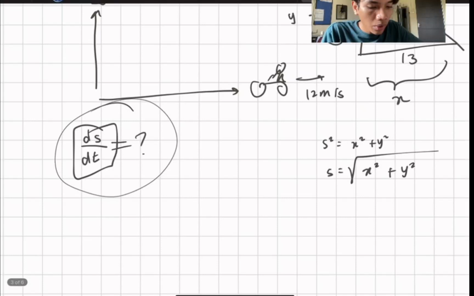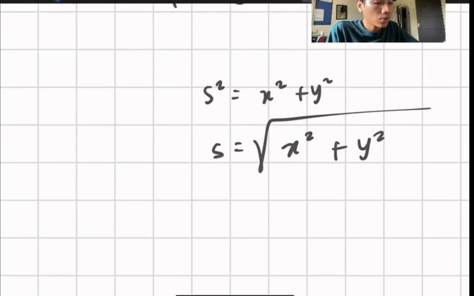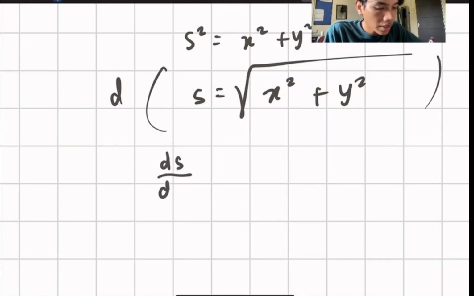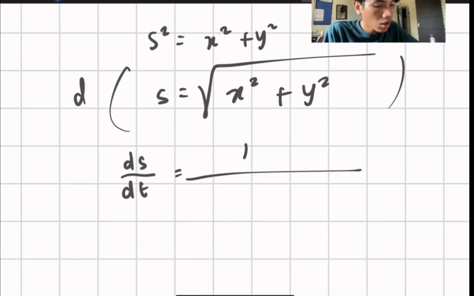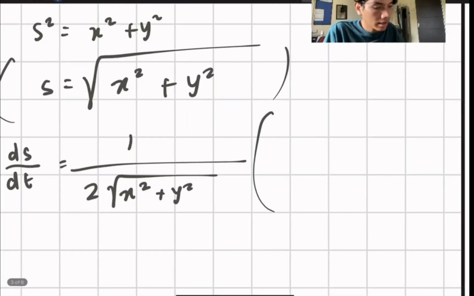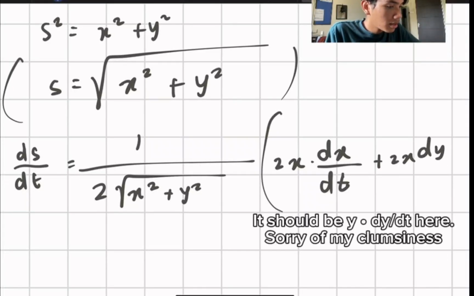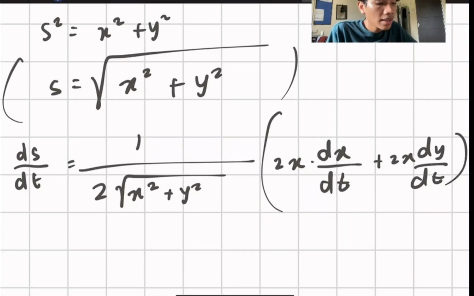But the question wants ds over dt. How do we transform s to ds over dt? So we need to differentiate with respect to t. So let's differentiate both sides. Here we have ds over dt, and right here we have 1 over 2 square root of x squared plus y squared, and then here we need to differentiate what is inside. So we have 2x dx over dt plus 2y dy over dt. So this is how I got this. We need to use implicit differentiation.